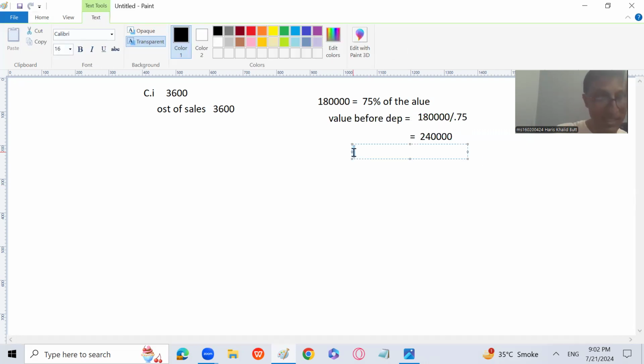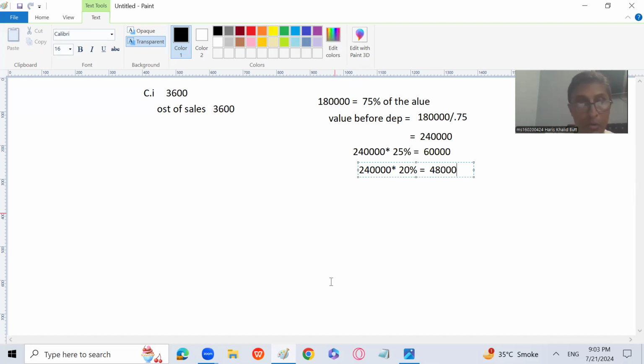So 2,40,000 was the book value at the start, and it has been depreciated by 25%, which will become 60,000. 2,40,000 multiplied by 25%. So it has been depreciated by 60,000, which was wrong, which was not correctly done. It should have been depreciated by 20% according to the question. So the depreciation should have been 48,000.